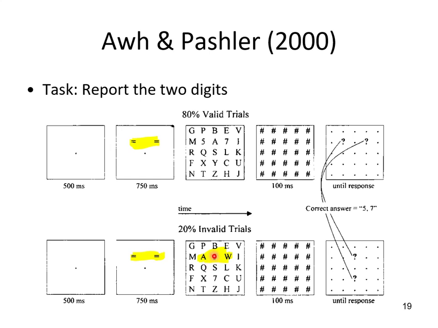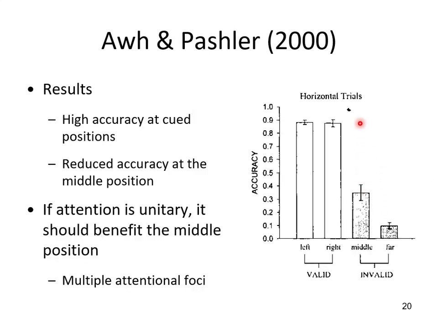should it be any poorer than the left or right location? No, it should be equally good. However, it is much poorer, right? It is much poorer. That means the coverage of attention does not go to the middle space. The coverage of location does not go to the middle space. That means attention can be split.